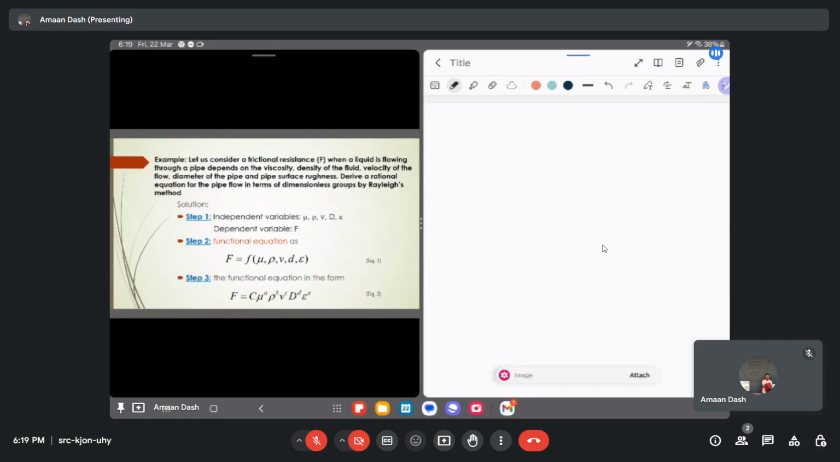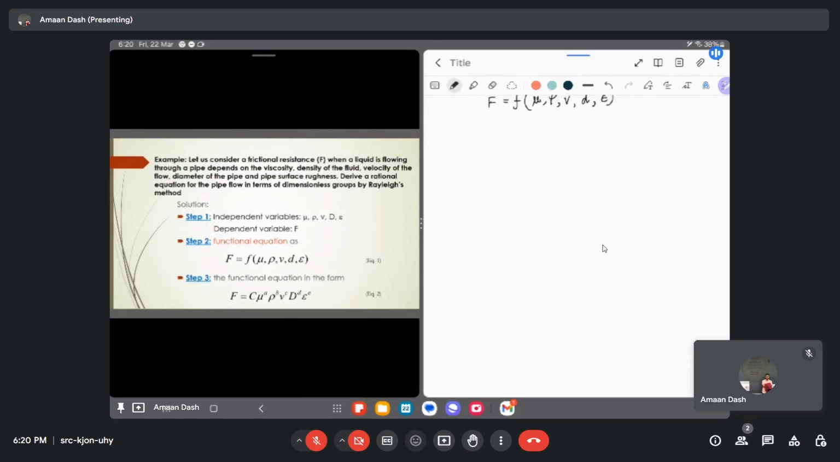Let us consider a frictional resistance force. There is some frictional resistance force when a liquid is flowing through a pipe, and it depends upon factors like viscosity, density, velocity, the diameter of the pipe, and pipe surface roughness, let's say epsilon. Derive a rational equation for the pipe flow in terms of dimensionless groups by Rayleigh's formula. So let us try to do that.